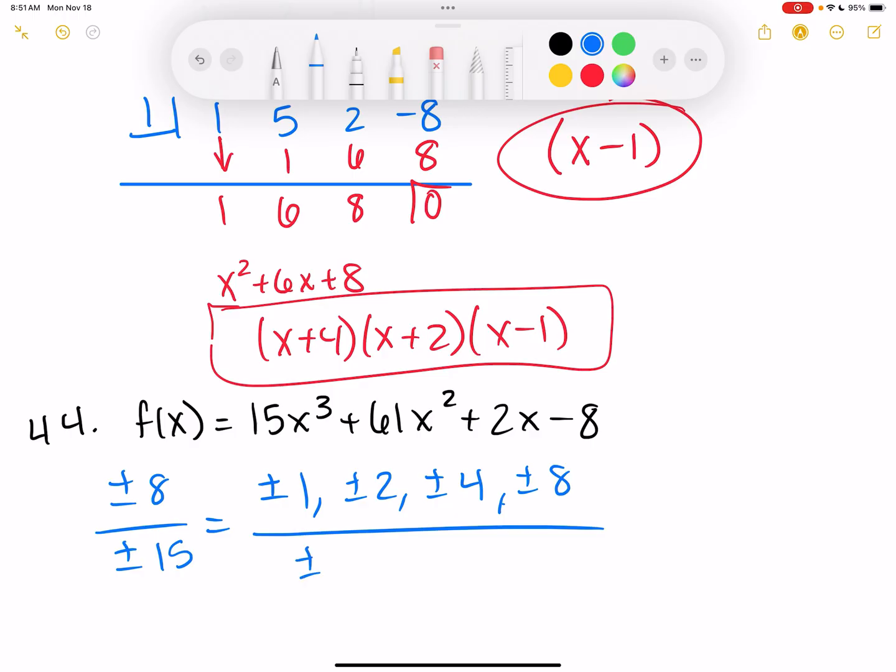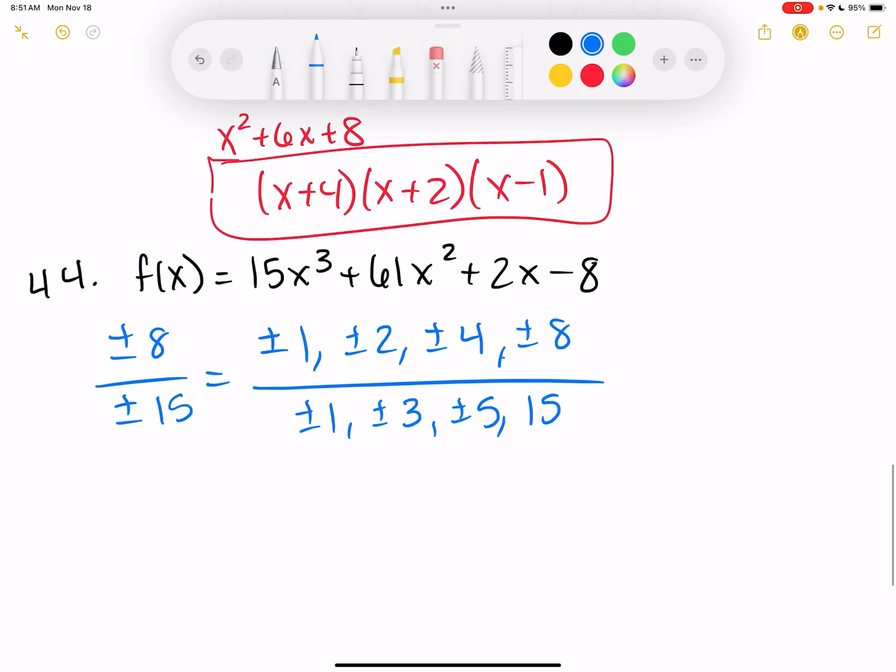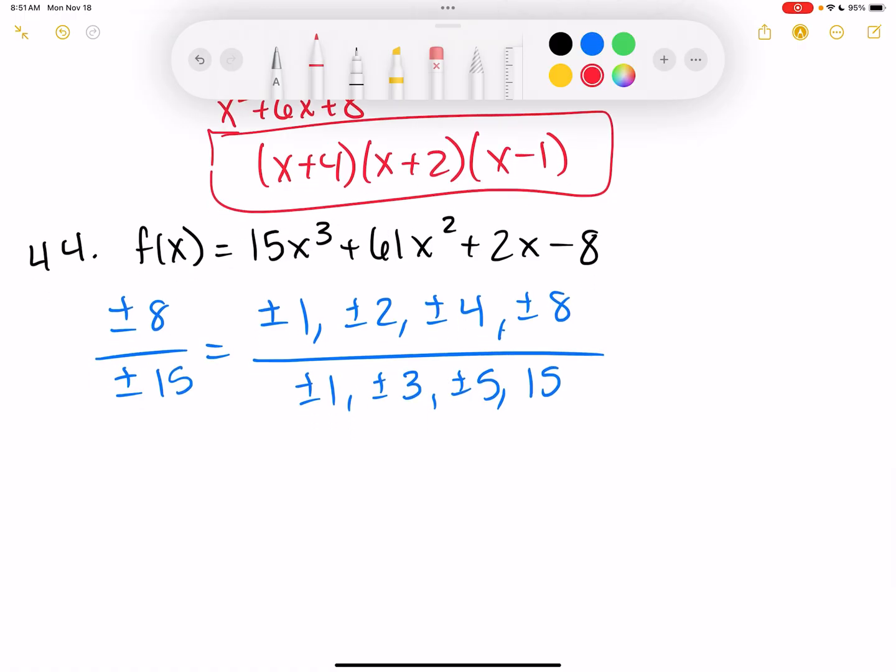Yep, 1, 3, 5, and 15. All right, so now type this in your graph and see. Oh, wait, sorry, I'm missing a step. We need to write out all the zeros first. Then we'll do that. All right, so all these numbers get written over 1.